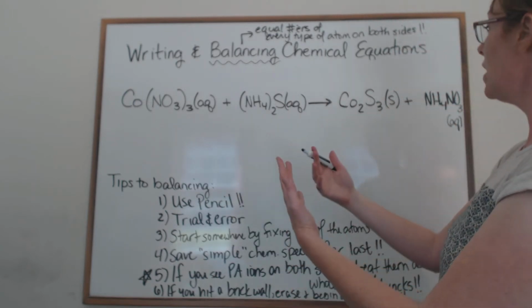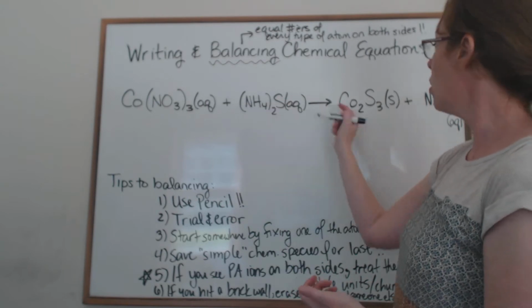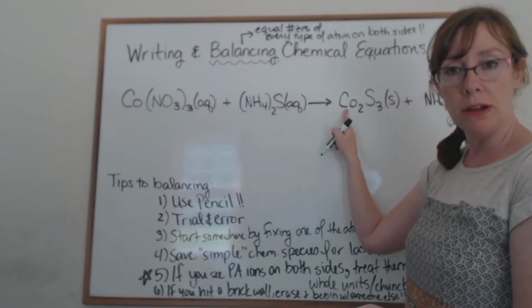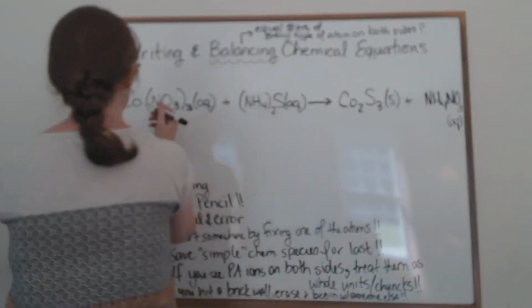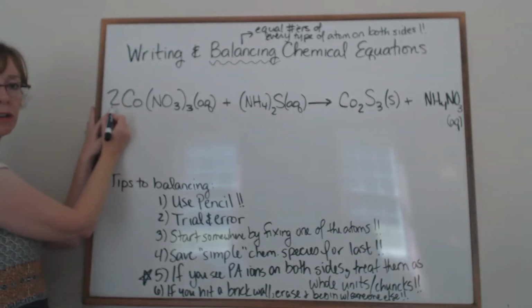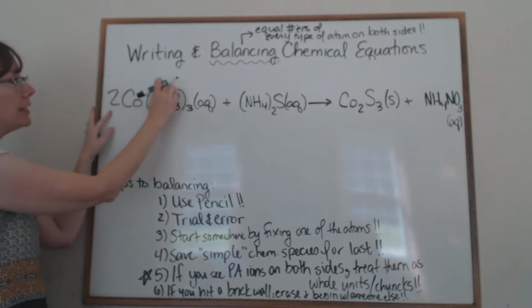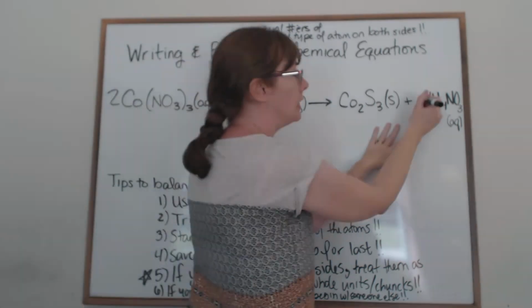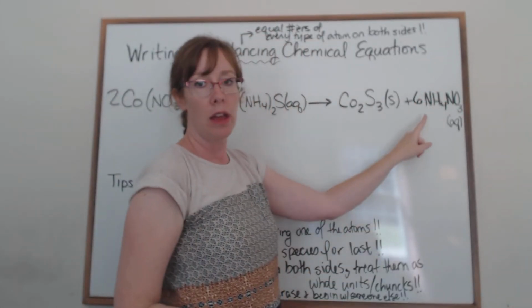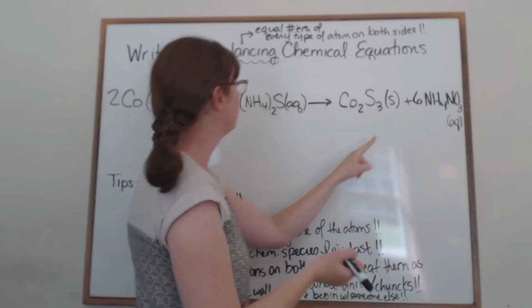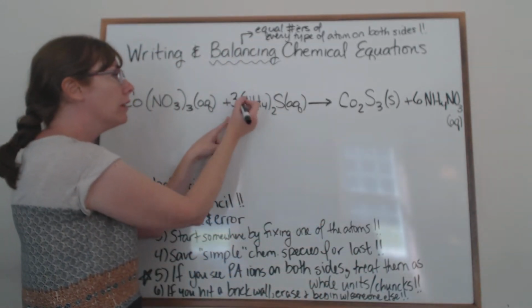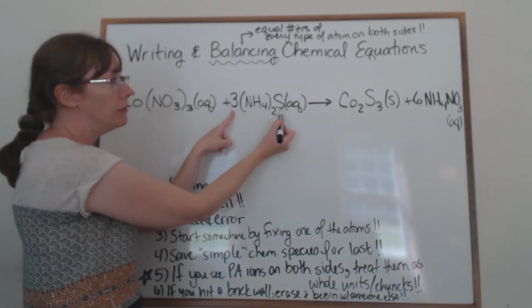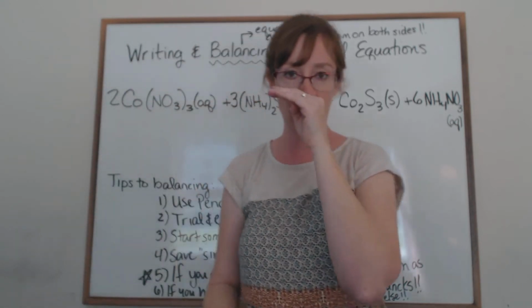I'm going to start with cobalt. Okay, there's 2 cobalts. All right, let's see what happens. I'll put a 2 right there. That fixes cobalt. Now I'll fix nitrate. Now this makes it 6 nitrates. I can get 6 by doing a 6 over here. That gets me 6 ammoniums. I can get 3 over here. And then that gets me 3 sulfurs, and that works out perfectly.